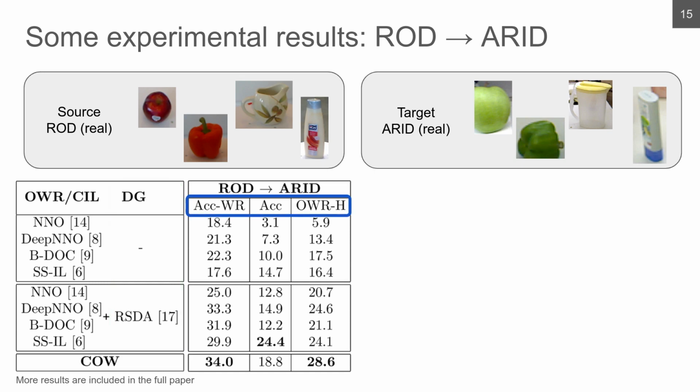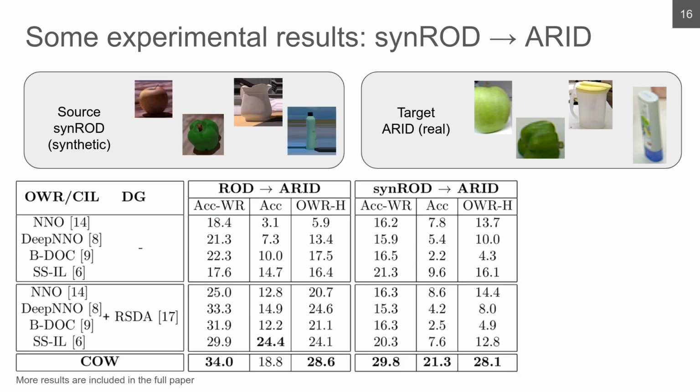We consider three different performance metrics. The first measures the ability to recognize known objects without applying the unknown rejection policy. The second instead measures the accuracy on known objects when the rejection policy is applied. But the most important metric is the third, which considers both the accuracy on known objects and the accuracy on unknown ones.